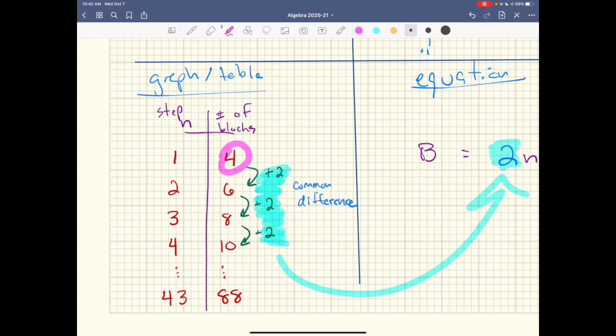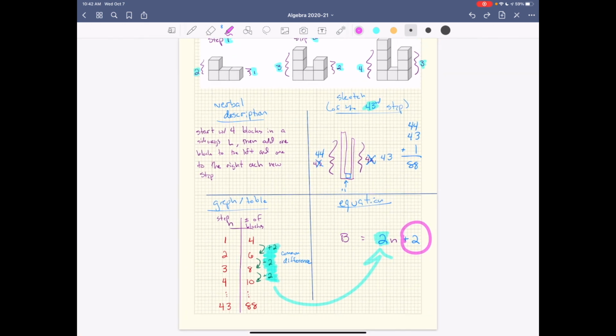But I wanted it to be 4, right? What's 2 times 2? But I wanted it to be 6. What's 2 times 3? But I wanted it to be 8. So what do we have to do each time? Add 2 more, right, to compensate. And so that's where the plus 2 is coming from.